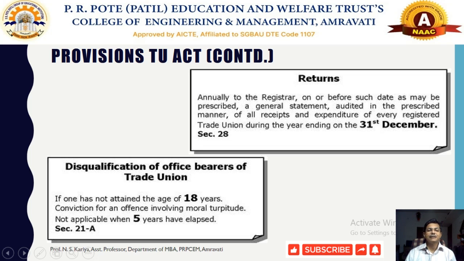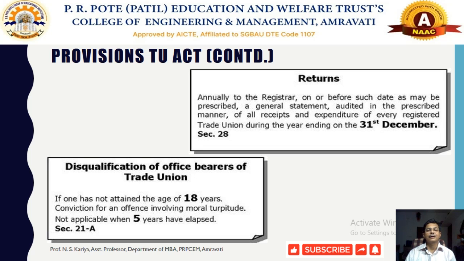It will be applicable to every registered trade union. Disqualification of the office bearers: which particular person can be appointed as an office bearer in that trade union? He must be a minimum of 18 years old, and that person cannot be appointed as an office bearer subject to the condition of convictions for offenses involving moral turpitude, which is not applicable when 5 years have elapsed.